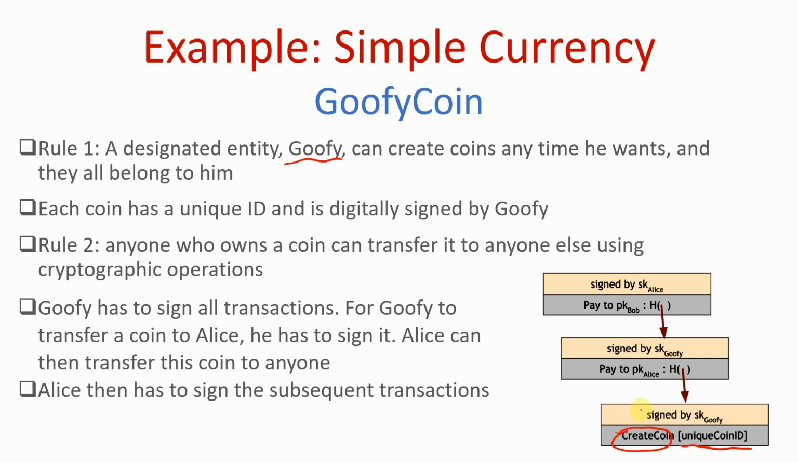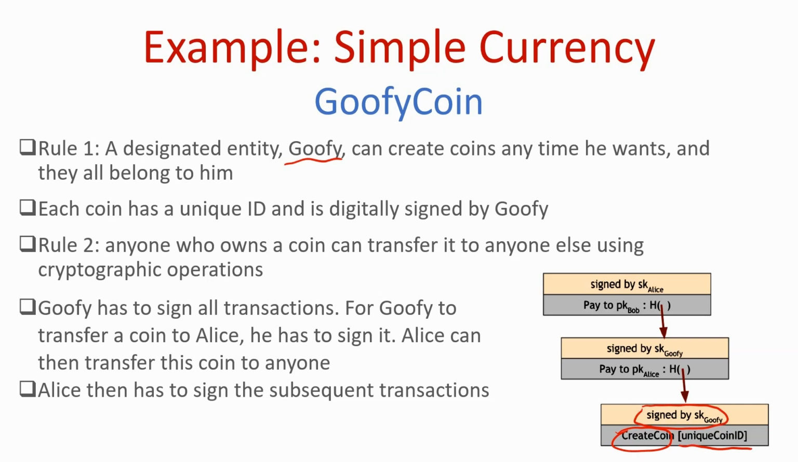And then this coin would be digitally signed by Goofy using Goofy's private key to make sure that Goofy is the one who generated the coin. So the presence of a digital signature ensures that only Goofy can create coins, because only Goofy has his private key. So he's the only one who can digitally sign the coin.